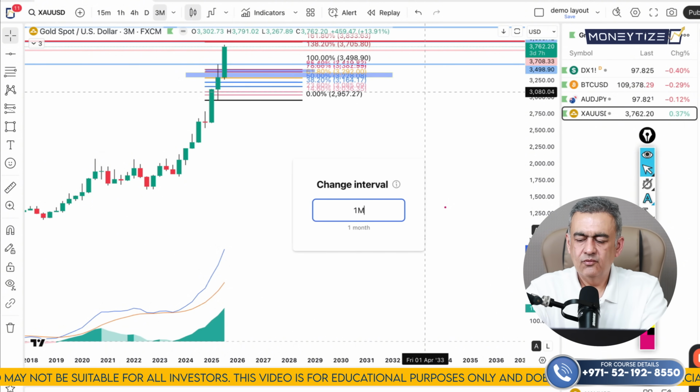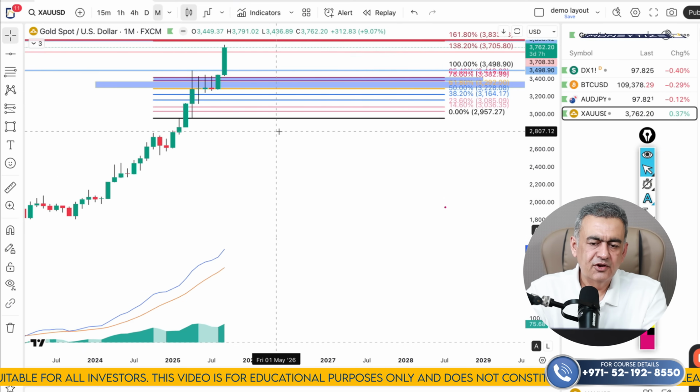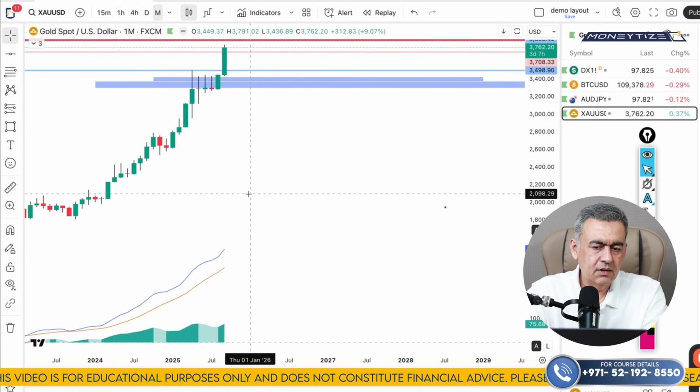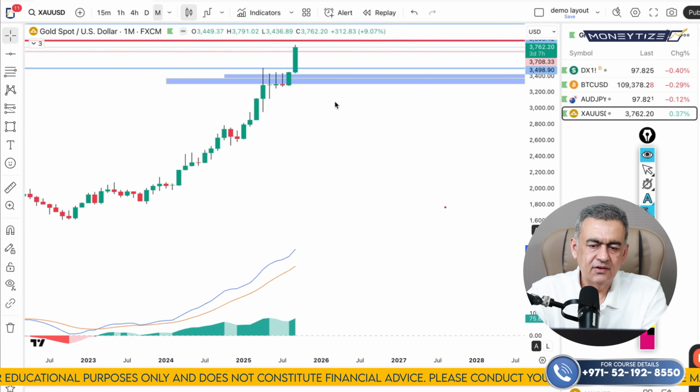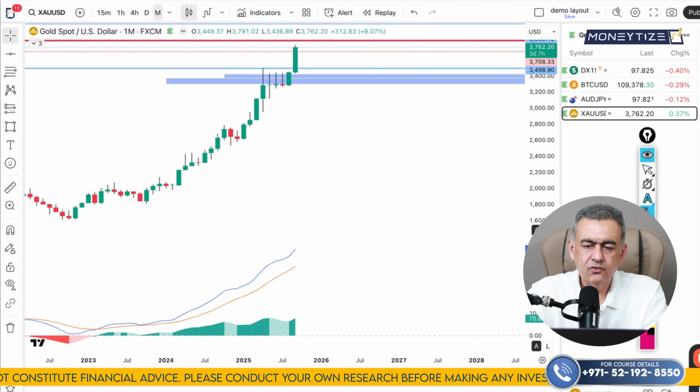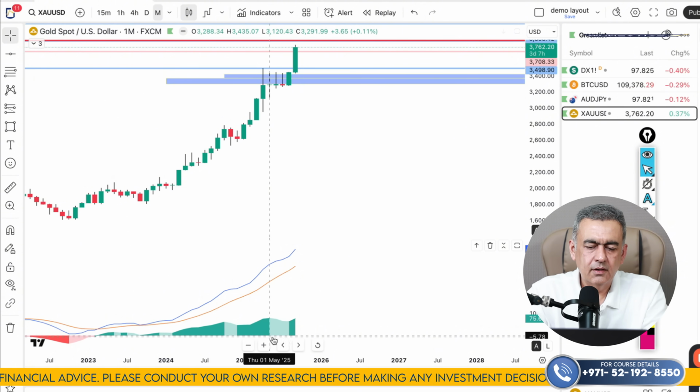Now I'll be switching to the monthly frame here. So 6 monthly extremely bullish, 3 monthly extremely bullish, and now I'm coming down to the monthly chart. Even on the monthly chart, I do not see any signs against. I can see a rising pattern here, MACD rising, MACD lines clearly rising. So no loss of momentum.